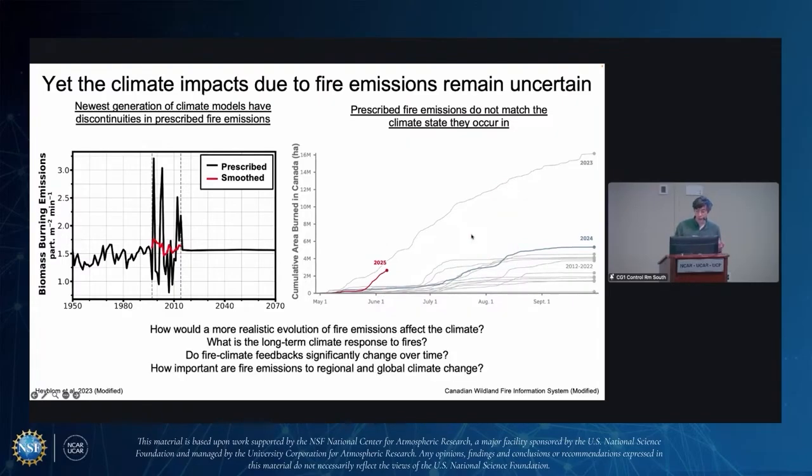So we cannot answer some really fundamental questions of climate-fire interactions with present-day capability in climate models, such as: how would a realistic evolution of fire emissions affect the climate? What is the long-term climate response to fires? Do fire climate feedbacks significantly change over time? And how important are fire emissions to regional and global climate change?